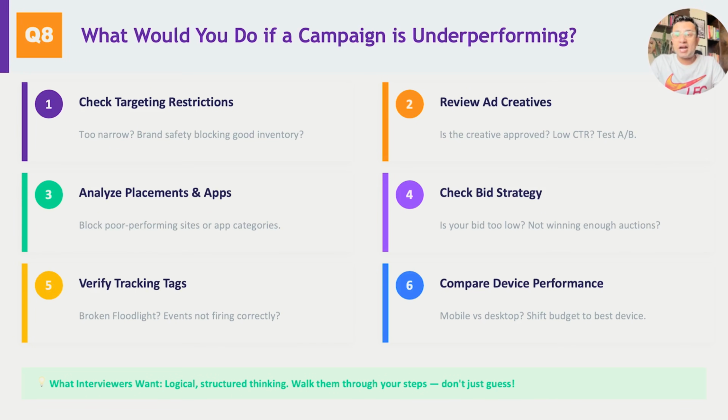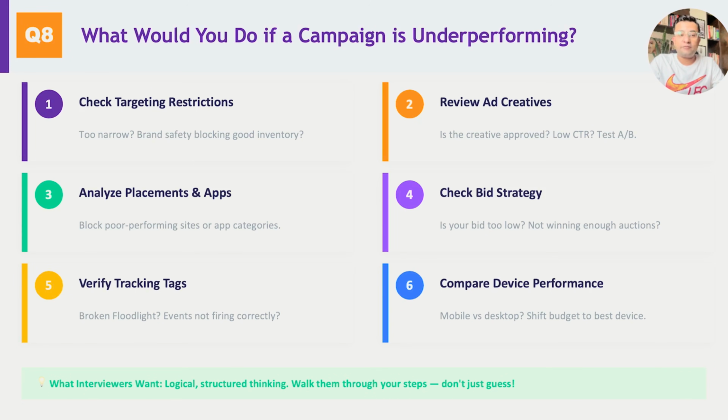I will review ad creatives after that. Is the creative approved? Is it having low CTR? And then I'll do an A/B test for these creatives. I will analyze placements and applications. I'll block the poor performing websites or app categories. Then fourth would be, I will check the bid strategy. Is my bid too low? Am I not winning enough number of auctions?